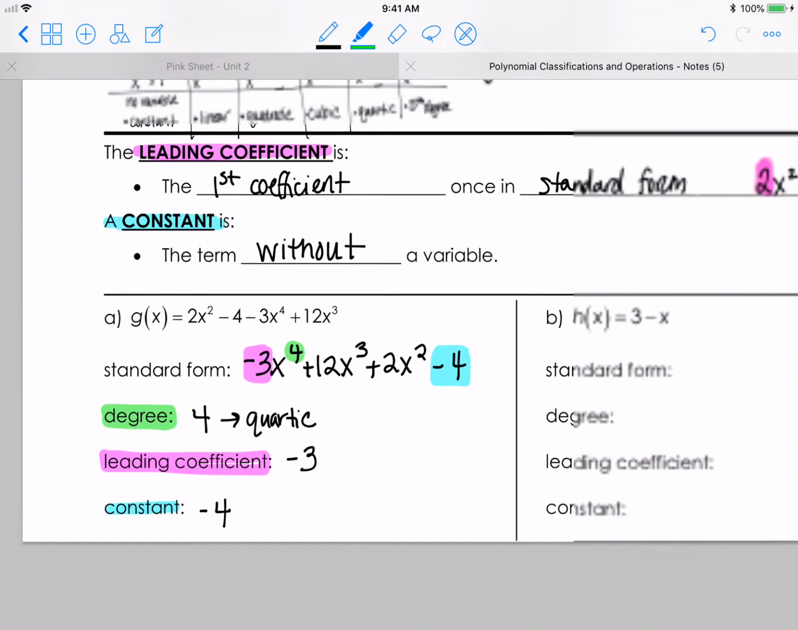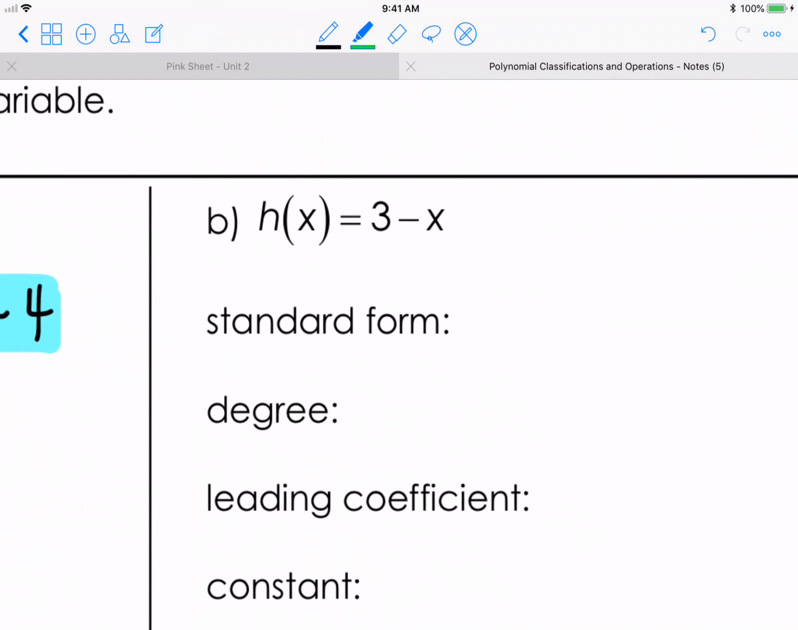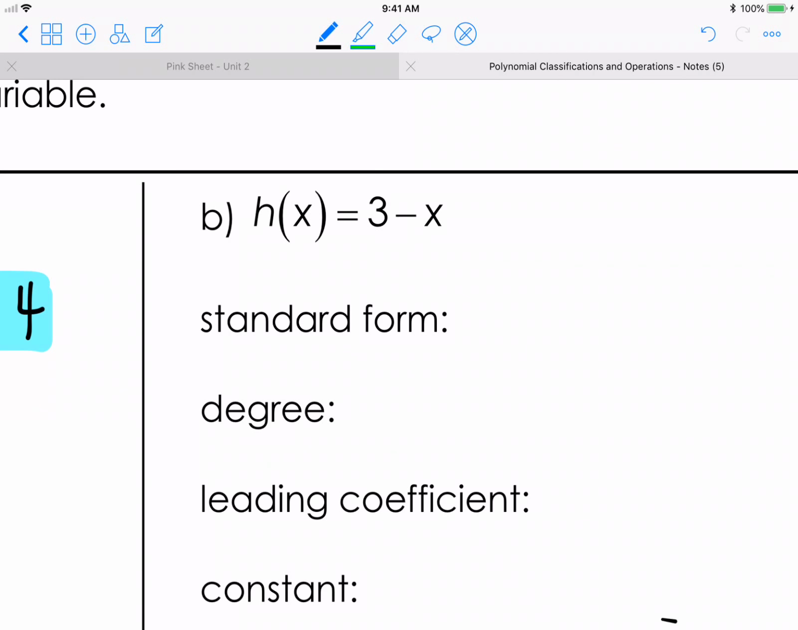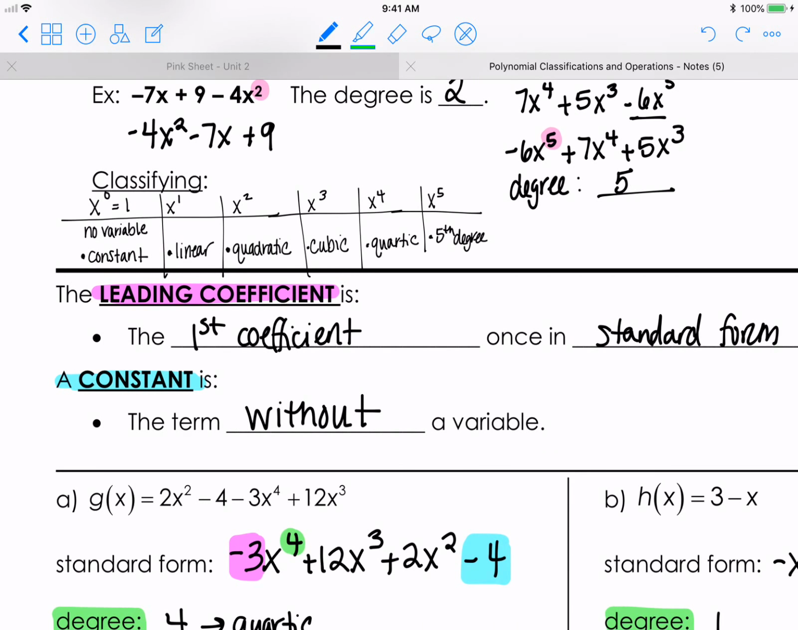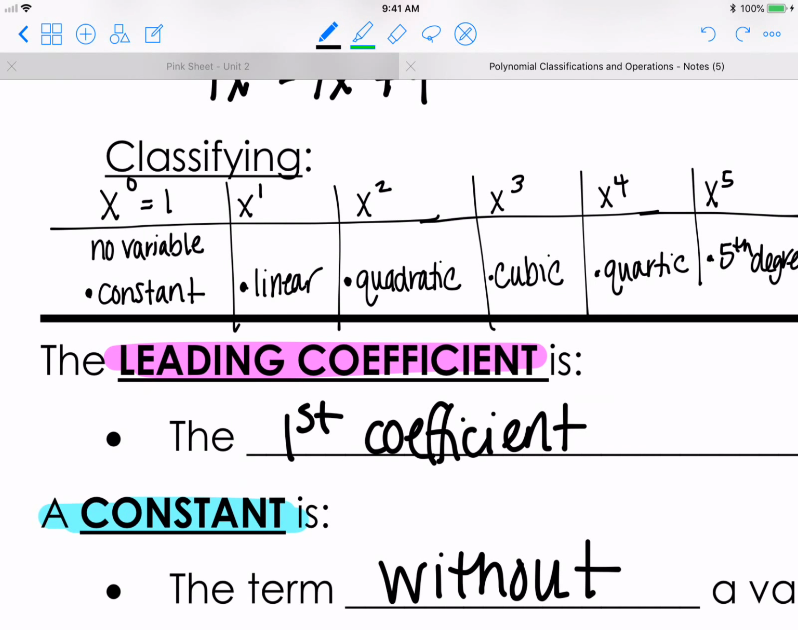Okay, let's look at B. Okay, first let's write in the standard form. So the highest degree would be this negative x and plus 3. Okay, let's look at the degree. Well, what is your highest degree here? Well, what is considered there? If there's nothing there, it's considered a 1. So your highest degree is 1. Well, what do we call, I'll go back and look at that chart. What do we call a degree of 1? Right here, linear.